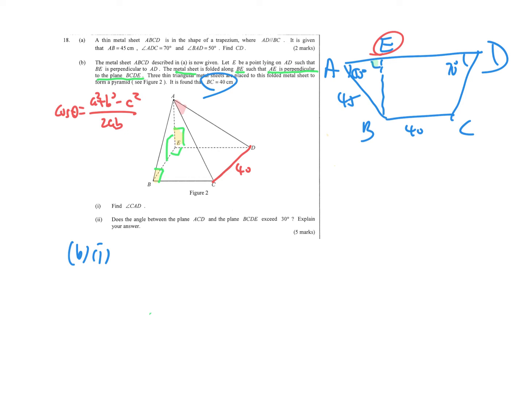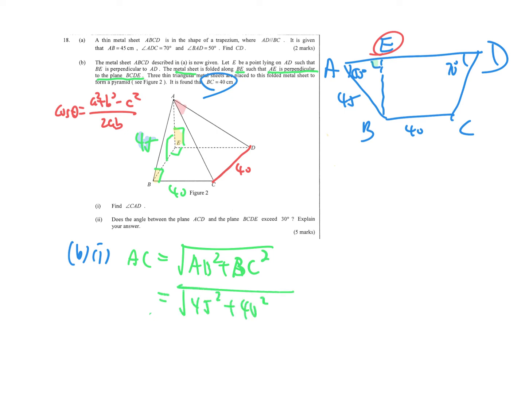Okay, so first of all, we talk about AC first, because AC is a little bit easy for us to do. Since AB we know is 45, and BC is 40, AC is equal to the square root of AB squared plus BC squared. That means 45 squared plus 40 squared. So it becomes 60.20797289.